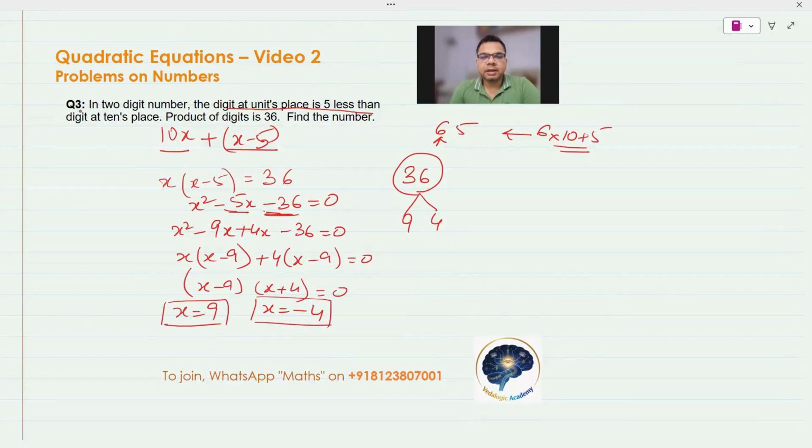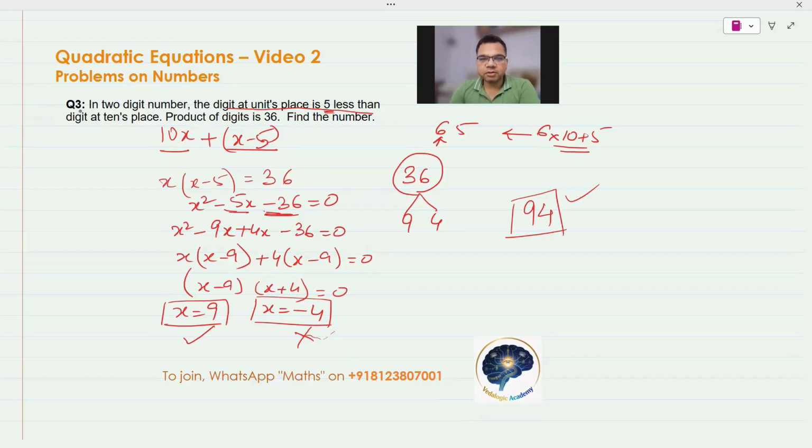Now can the number be minus 4? So it can be minus 4, and then we'll have the negative number. But the point is we have to decrease 5 from it to find the units place. So that is not possible here. That is possible only in this case. So 9, and then 9 minus 5 is 4. 94 is the number in that case.